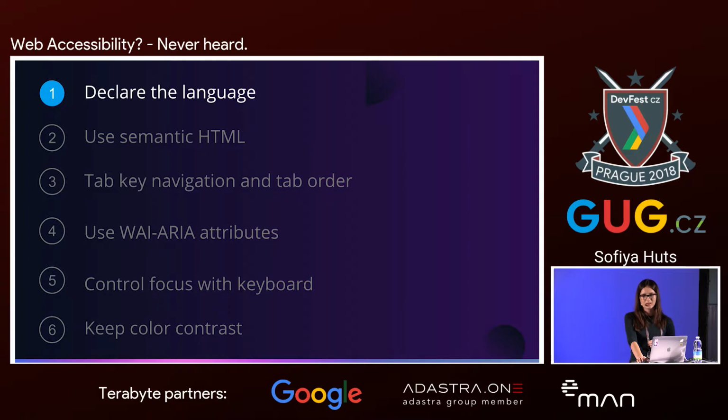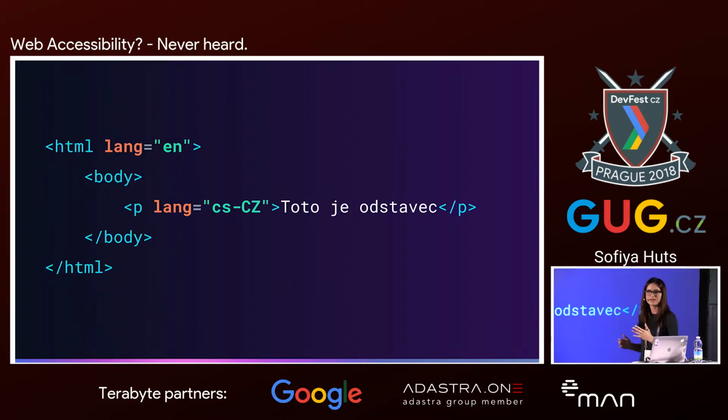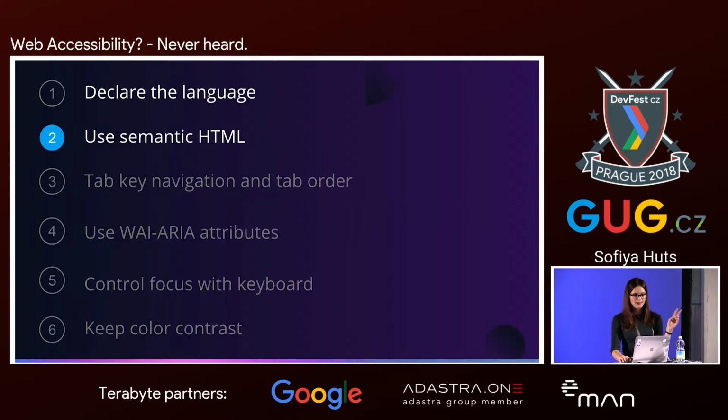First, declare the language. Declaring the language is not only useful for search engine optimization, and not only useful for translation tools, it's also useful for assistive technologies. So you see, I made this paragraph in Czech. So when the screen reader gets to this paragraph, it will automatically switch the language to Czech and pronounce it correctly.